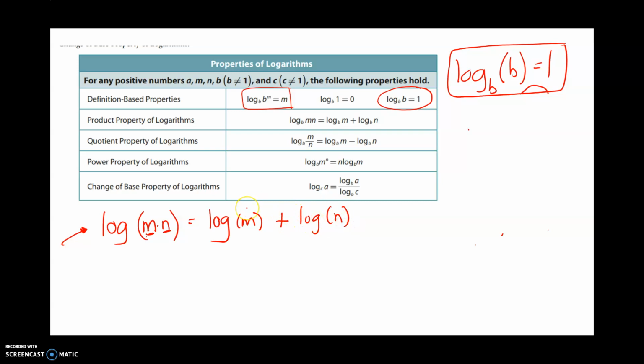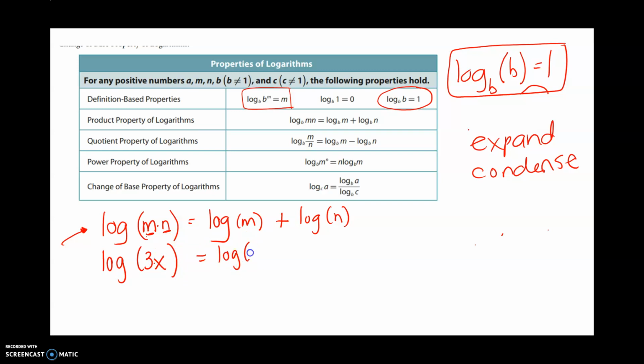This is going to help us both directions, whether we expand, which is the direction I just did, or if we go backward, we will call that condense. Okay, and we'll do more samples at the end. This is going to help us when we have to solve. So for example, if I have log of 3 times x, I can expand that to say it's the log of 3 plus the log of x. All right? So this is what we call the product property.